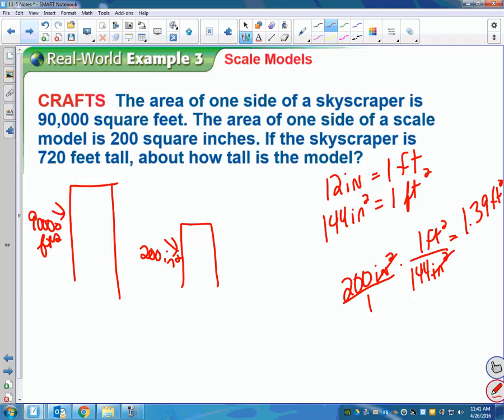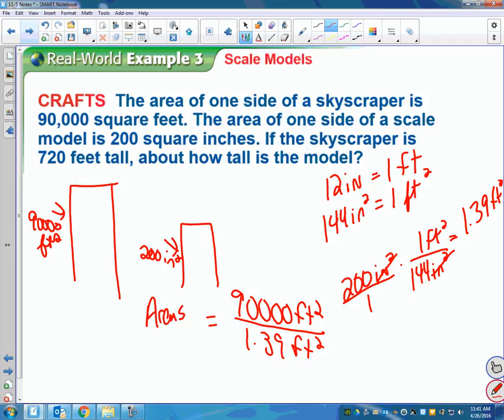Because we have Garrett's way. Do we want to square it like Garrett did, or do we want to square root like we did? If we compare big to small, that would be comparing 90,000 square feet to 1.39 square feet. It's important that we have the same unit to find this. That's our areas, which means those are my scale factor squared. So I have to take the square root of that.